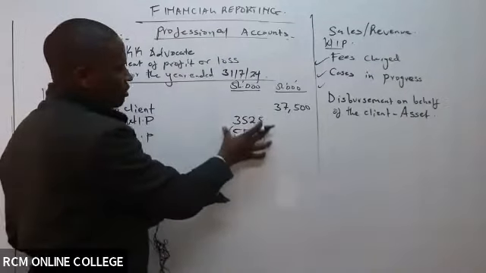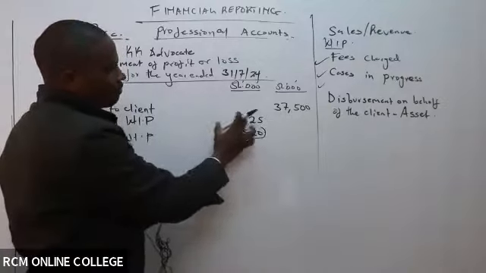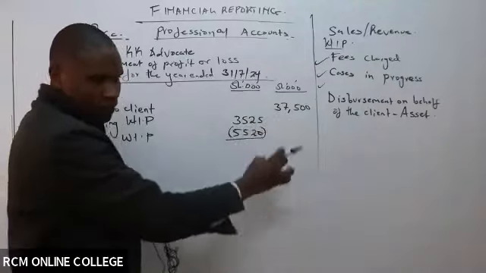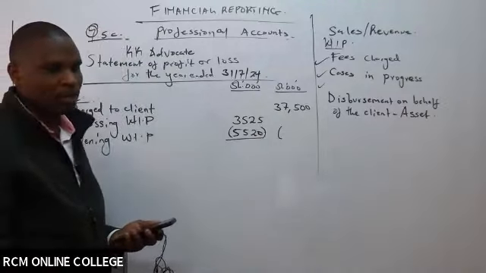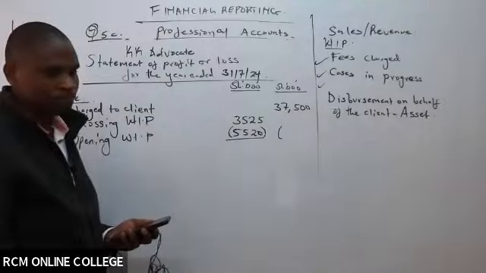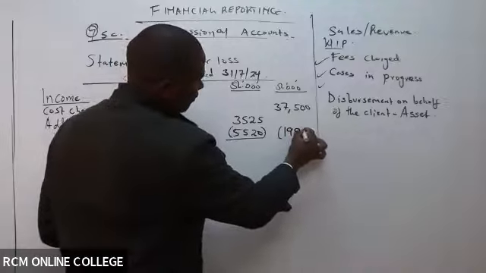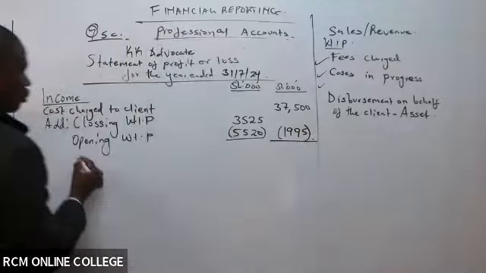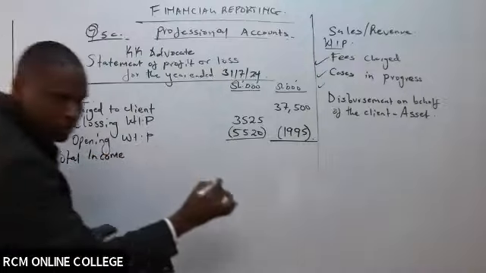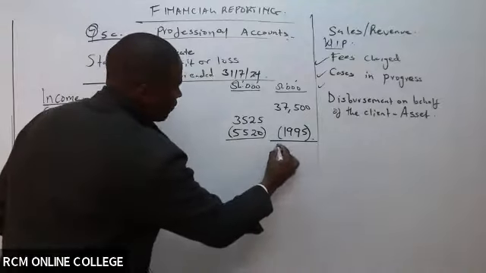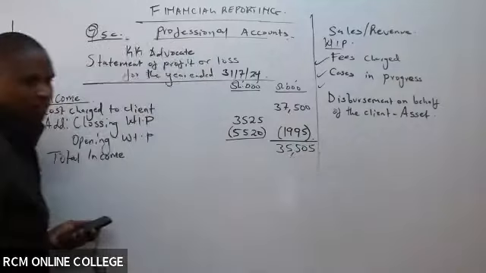So can you give me this? Plus 3525 minus 5520. I know it will be a minus. How much will it be? 1995. So that when we come here we get the total income. I think somebody gave us total income there as 35,505. That will give you 35,505.